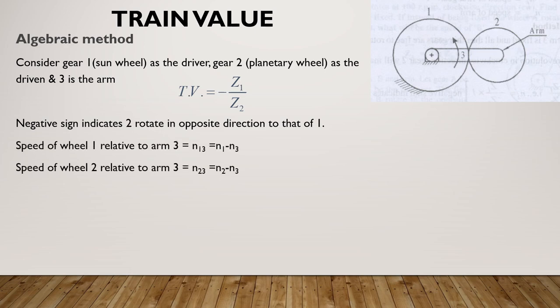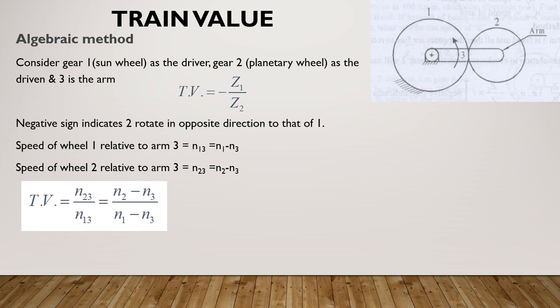So we will write the speed of the wheel 1 relative to arm 3. That is n13, 1 with respect to the arm 3. That is n1 minus n3, and speed of wheel 2 relative to arm 3, n23, speed of 2 with respect to 3, that is n2 minus n3. So writing the train value in terms of speed now. Train value in terms of speed is driven by driver.